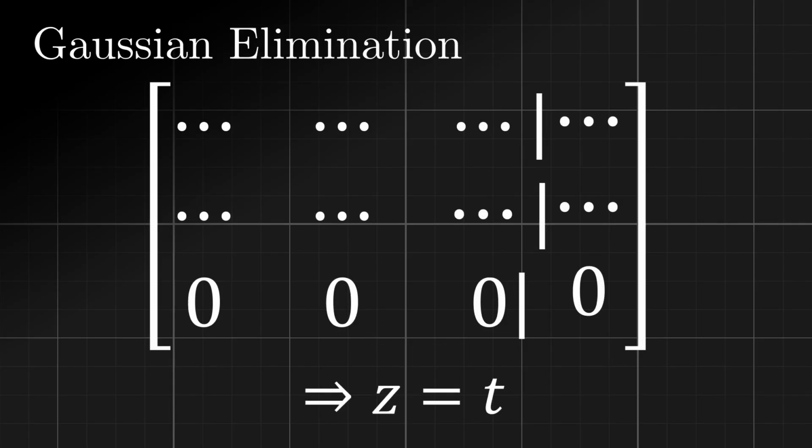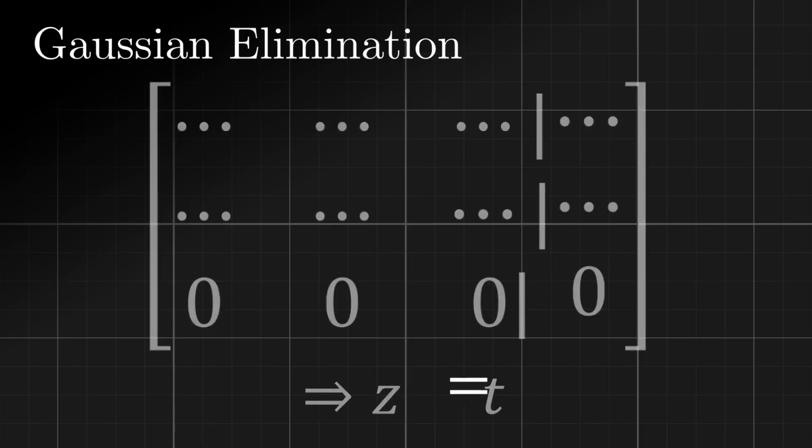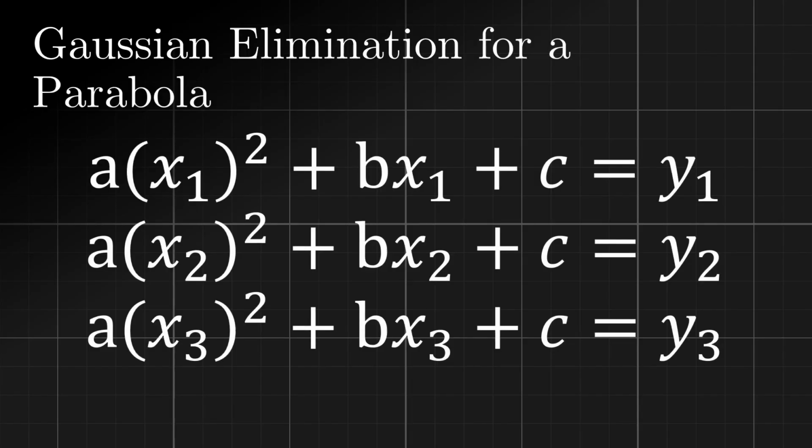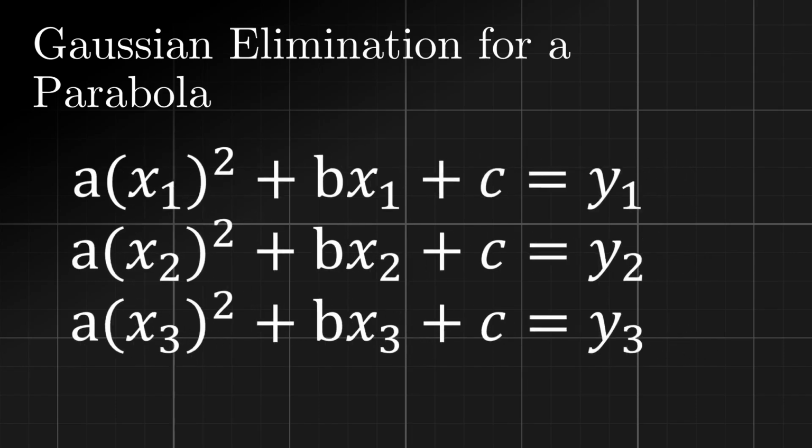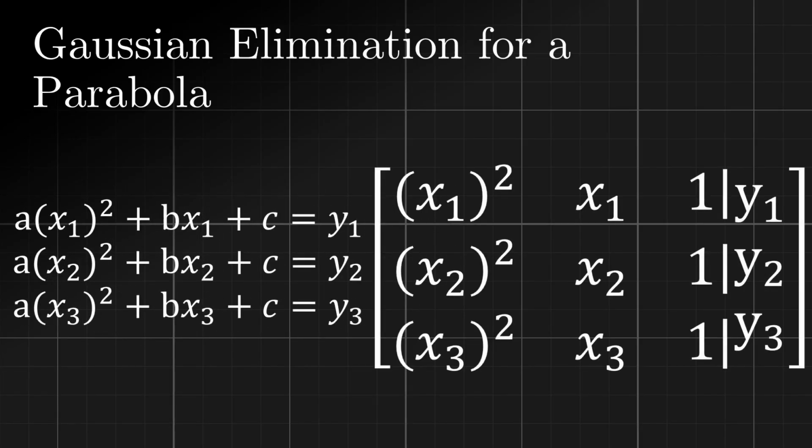One quick application. If you want to find the equation of a parabola, y is equal to ax squared plus bx plus c, through 3 given points, (x1, y1), (x2, y2), and (x3, y3), we can plug each point in, which gives us 3 linear equations in terms of the coefficients a, b, and c. You then solve this 3x3 system for a, b, c using Gaussian elimination.